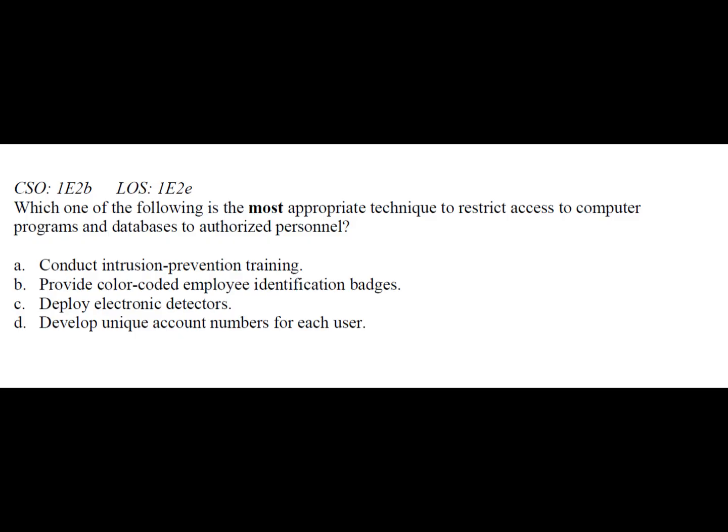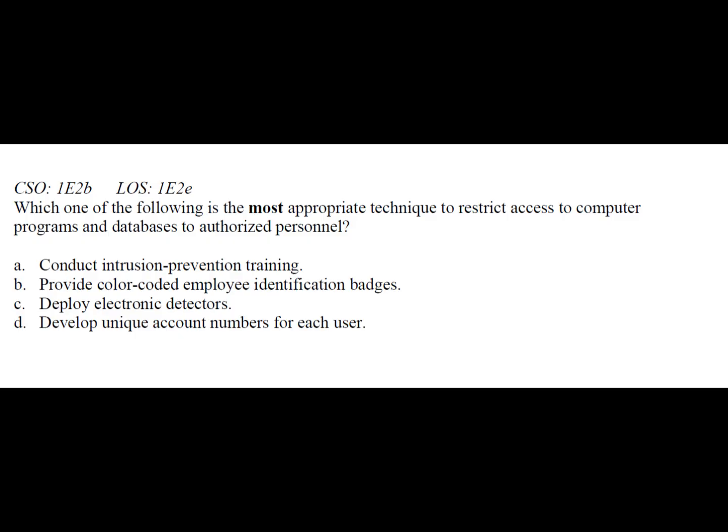Since the objective is to control access to computer programs and databases, the best solution is one that uniquely identifies each user and enables the system to grant or deny access based on authorization privileges. A. Conduct intrusion prevention training. Incorrect. Training improves employee awareness of security risks but does not directly restrict system access. B. Provide color-coded employee identification badges. Incorrect. Badges help control physical access to facilities but do not control access to computer programs or databases.